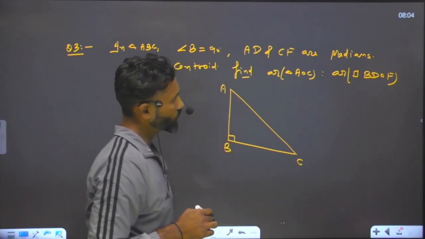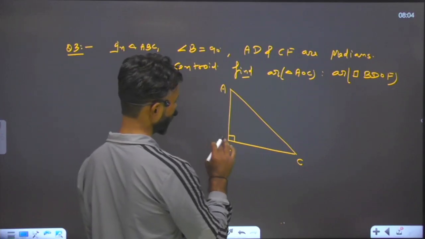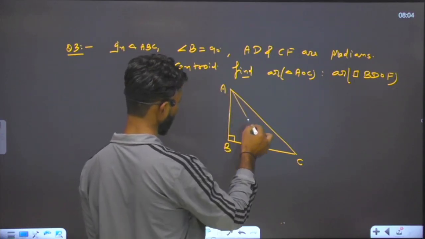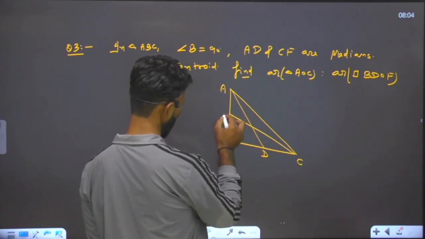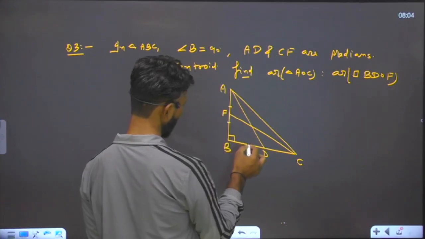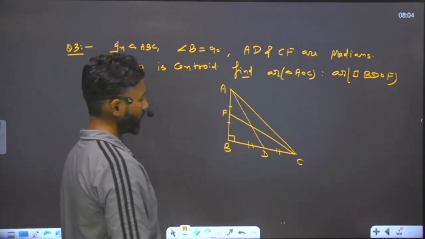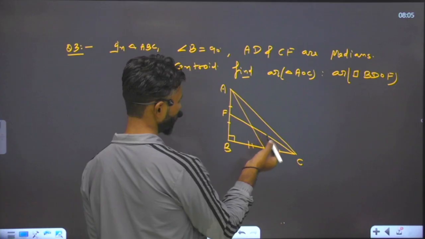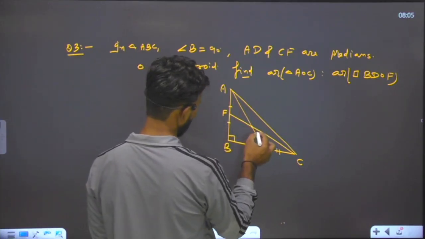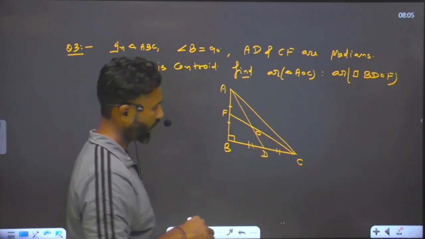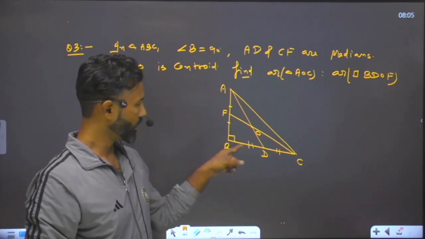It is said that AD and CF are two medians. The median is not dropped from vertex B. These are dropped from vertex A and vertex C, and one is AD and another is CF. I'm marking that each opposite side will be divided into two equal parts. The medians intersect at this point, which will be the centroid, and it is mentioned in the question that O is the centroid. Now we have to calculate the area of triangle AOC and this quadrilateral BDO.